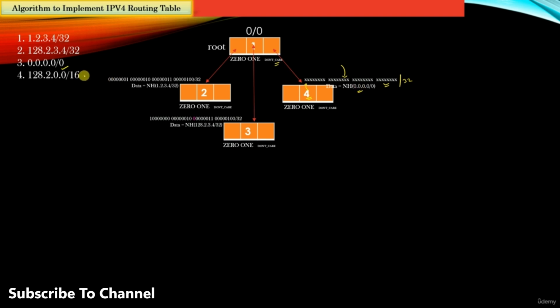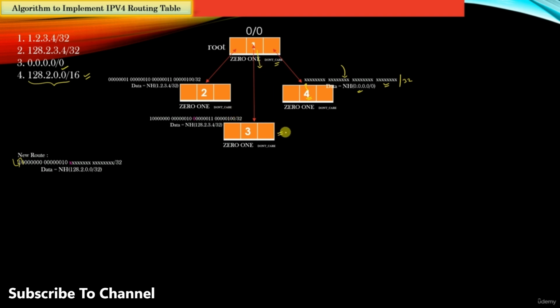Now let us talk about insertion of the route 128.2.0.0/16. Alright. So now things become a little bit non-trivial. So let us convert the route number 4 into its effective prefix form. So you can see this is the route number 4, which is converted into its effective prefix form. Now let us start traversing the tree starting from the root node. So the first bit of this new route is 1. So we will traverse the child number 1 of the parent node. So we reach the node number 3.